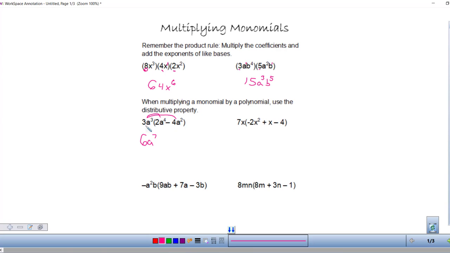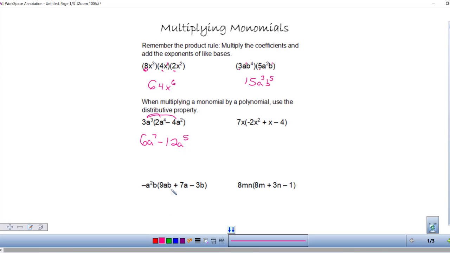And then we take a to the third times negative 4a squared, so I get negative 12a to the fifth. And I look at these, they are not like terms, I can't combine anything, and we're done. So we've learned the distributive property before, we've learned the product rule before, it's just kind of putting those two things together. So let's look at one more that's a little more difficult.